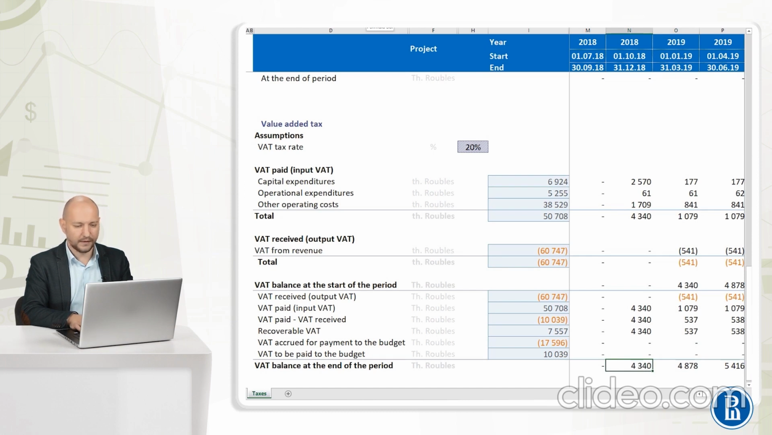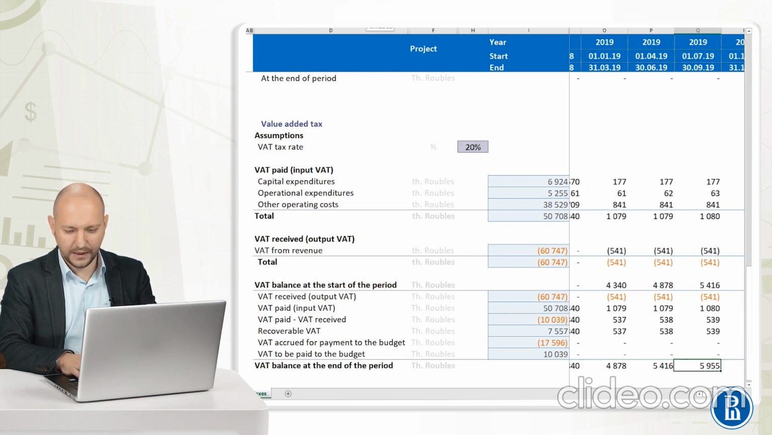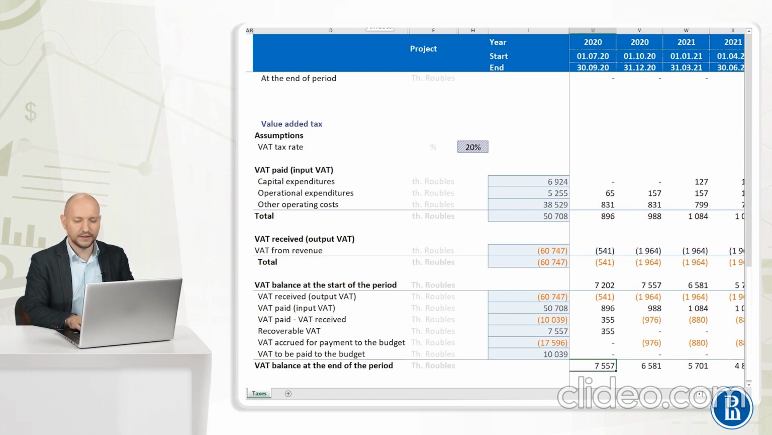What we do, in a similar way to profit tax, we calculate the value-added tax balance. Now, as we see, we have overpaid value-added tax by 4.3 million rubles. And for the next years, we calculate this value-added tax balance further. As we see, until the third quarter of 2020, the company is still paying more value-added tax than it's getting from revenue. And only starting from the fourth quarter of 2020, the company can use the value-added tax balance to be able to pay no value-added tax to the budget.